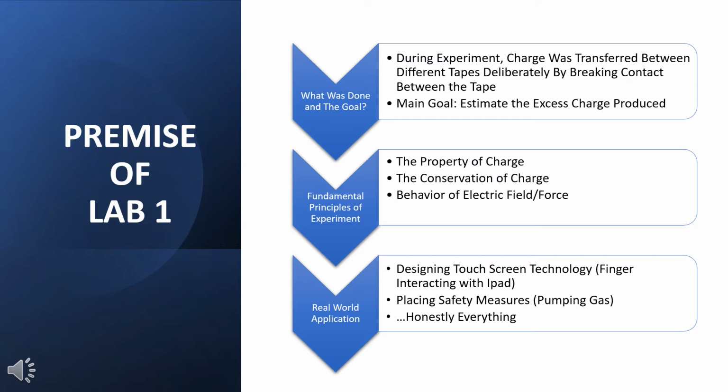In Lab 1, we charged pieces of tape by forcibly breaking contact between another piece of tape. The main goal of Lab 1 was to calculate the charge transfer between the two pieces of tape. The fundamental principles in this lab were the examination of charge properties, for example, opposites attract, and the conservation of charge, in which we see that charge is only transferred, it is not created nor destroyed.